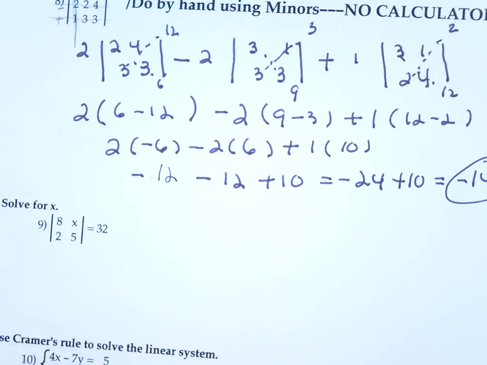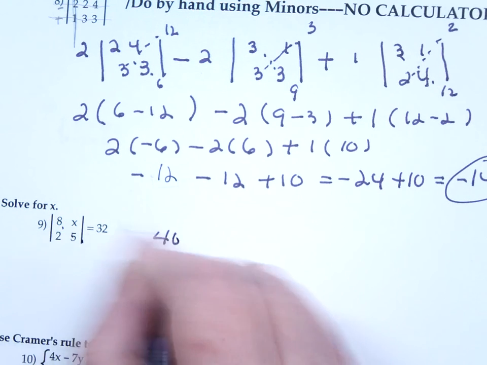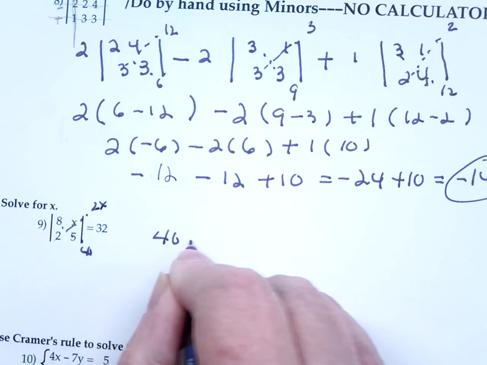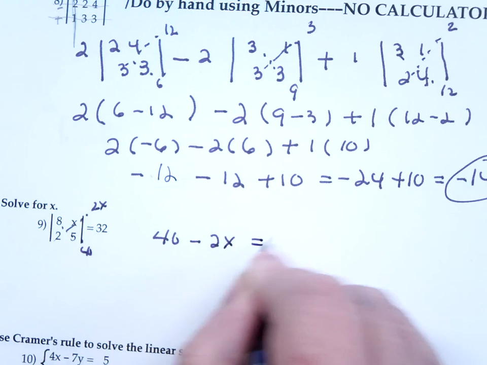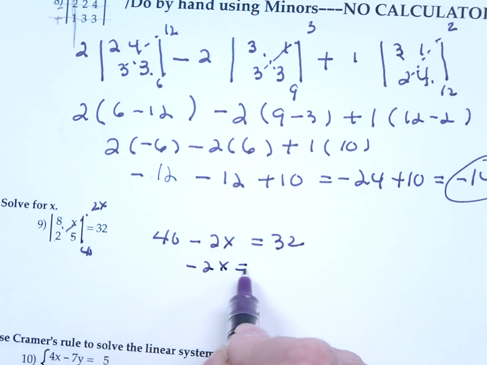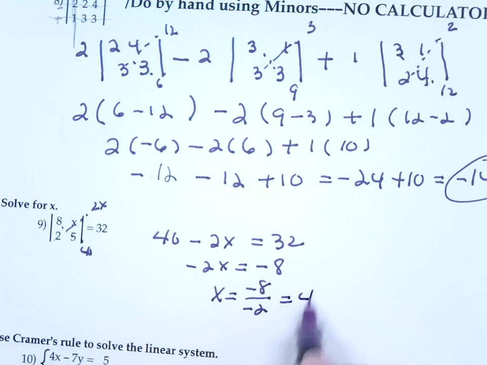Solve for x. So again, down, which is 40, minus up is 2x, minus up is 32. Minus 2x is, subtract 40, negative 8. X is negative 8 divided by negative 2, or 4.